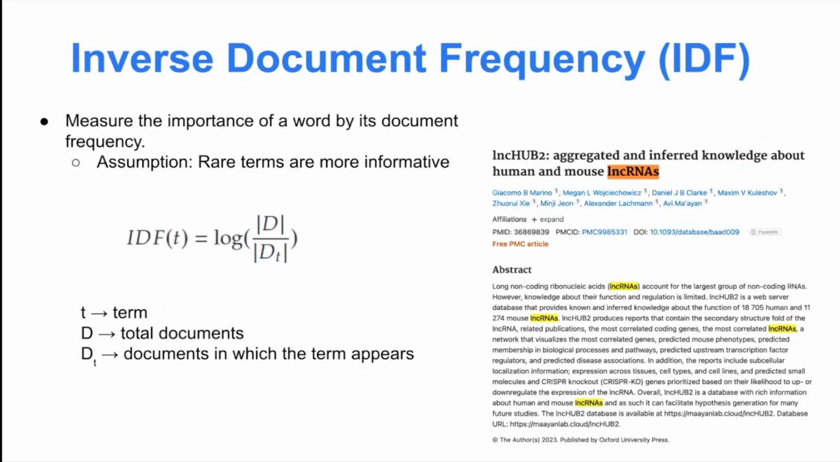So then, to account for the importance of the words, so we're not considering them all equally, we can look at a word's inverse document frequency. The assumption that we're making here is that rare terms are more informative. The way we calculate this is by looking at the number of documents that a word appears in, that's our DT, and the total documents in the corpus. So we're looking at how many documents our word appears in and comparing that to other words in our corpus. Therefore, the words that appear in fewer documents are likely more important to those documents.